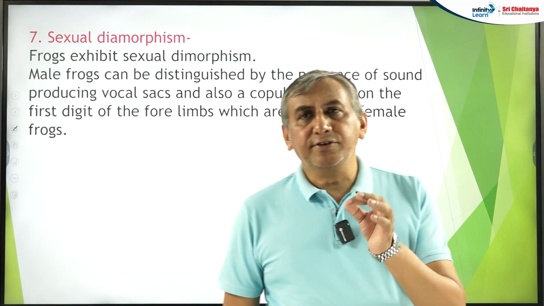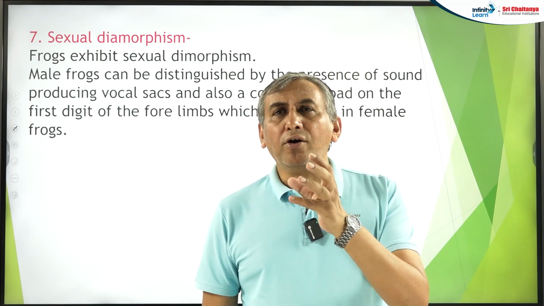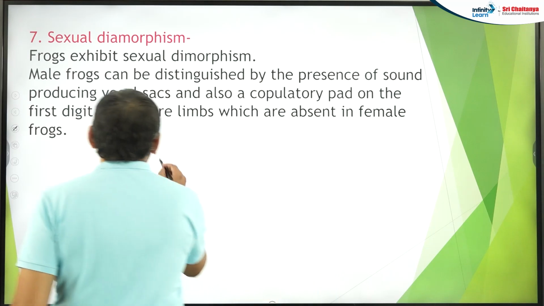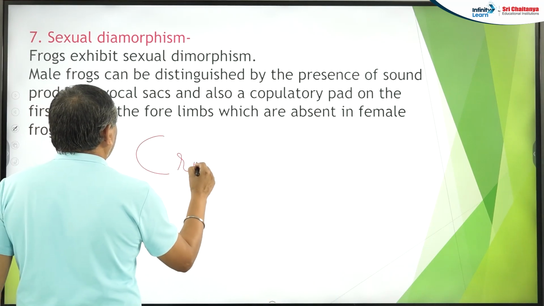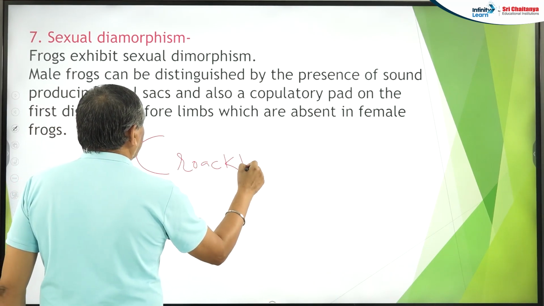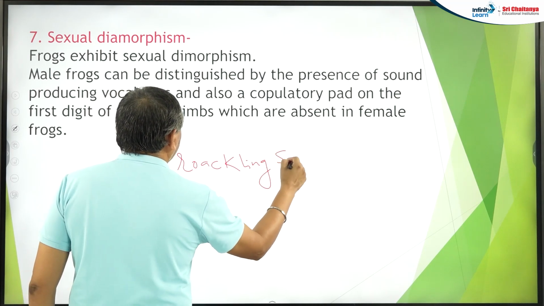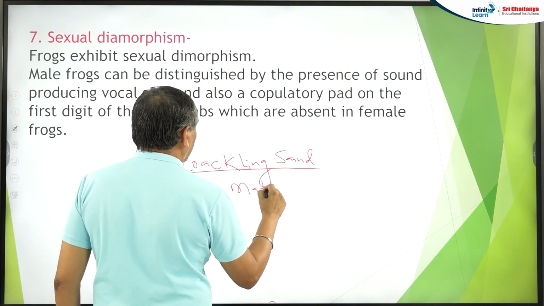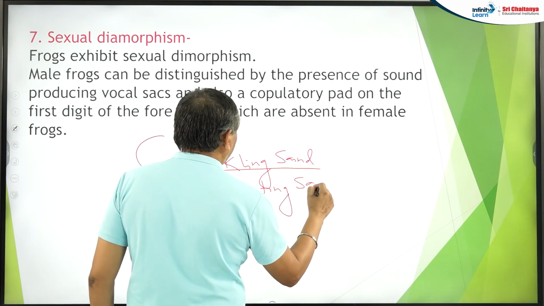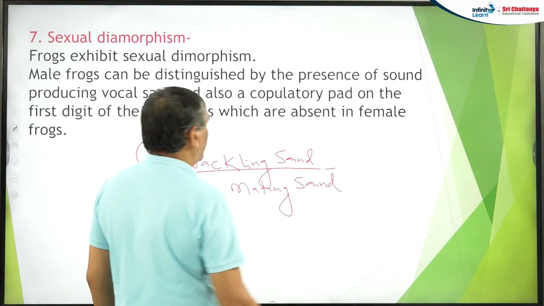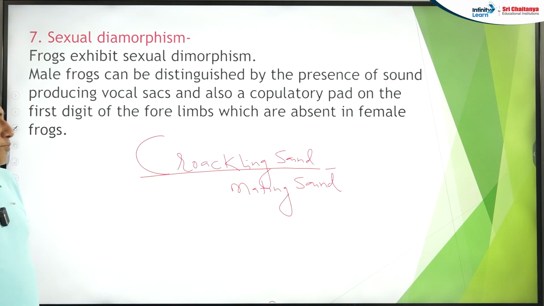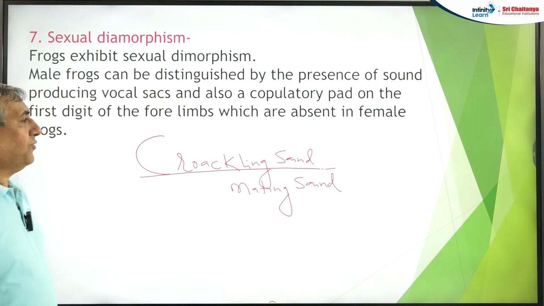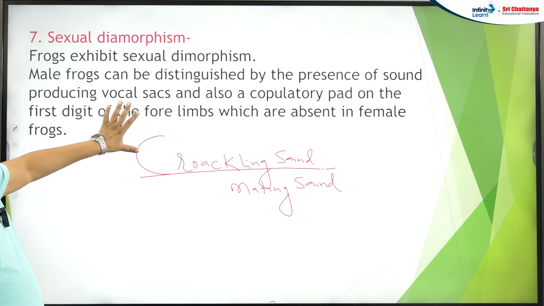During the breeding season, the male frog develops a sound that is known as the croaking sound. What is the name of the sound? Croaking sound. Croaking is a type of mating sound, and by this sound the male frog is calling for the female. So this is the one thing that you have to remember.